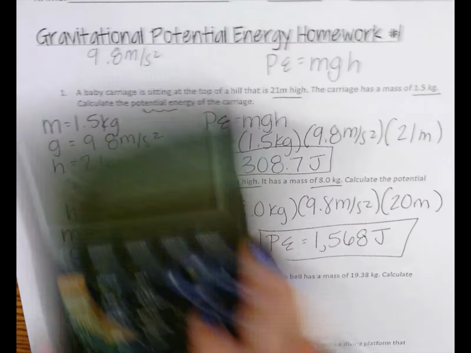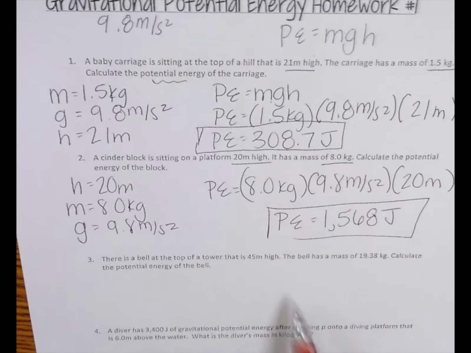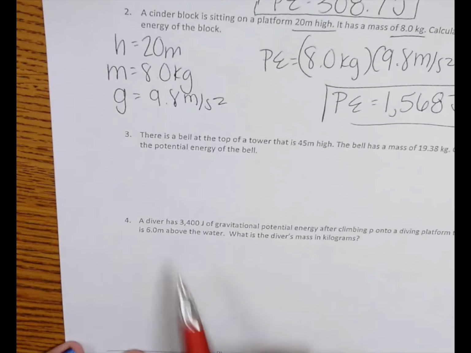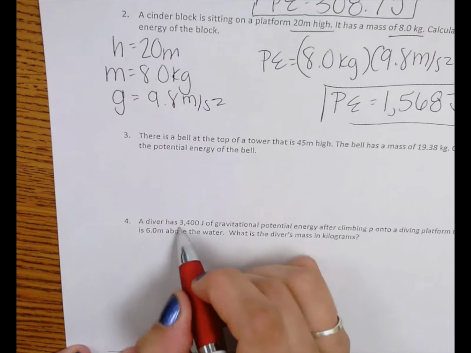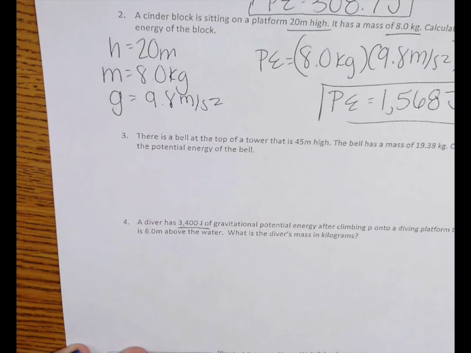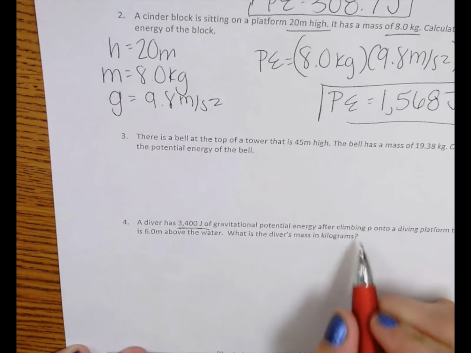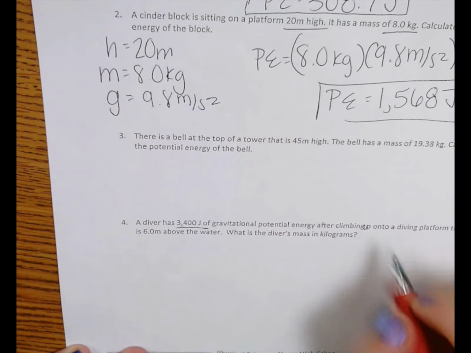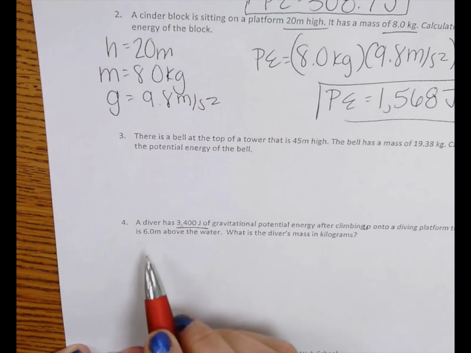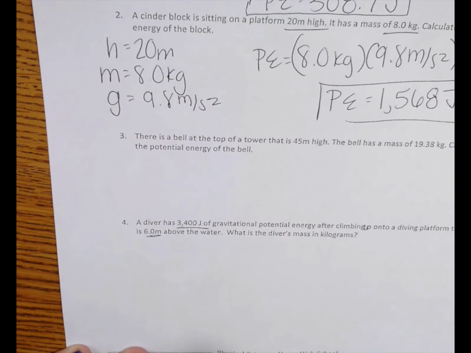All right. I'm going to let you guys solve for this one, but the key is already posted. Let's go ahead and do number 4 together. A diver has 3,400 joules of gravitational potential energy after climbing up onto a diving platform that is 6.0 meters above the water. What is the diver's mass in kilograms? So rather than solving for potential energy this time, we are going to be solving for mass. So let's go ahead and identify our variables first.